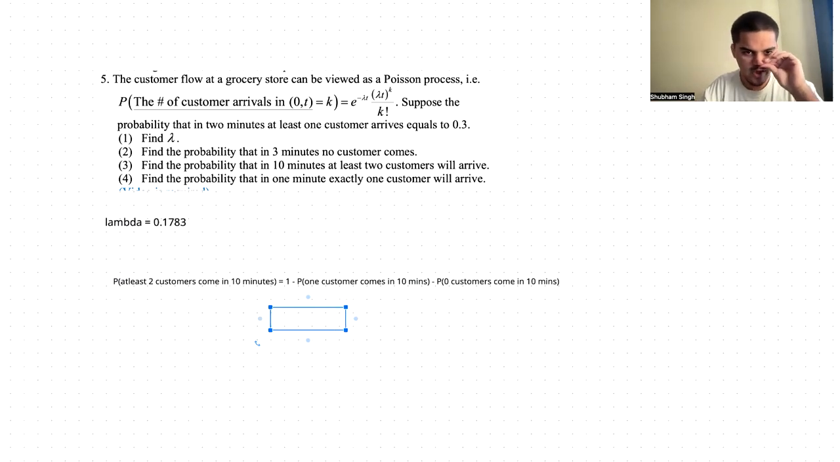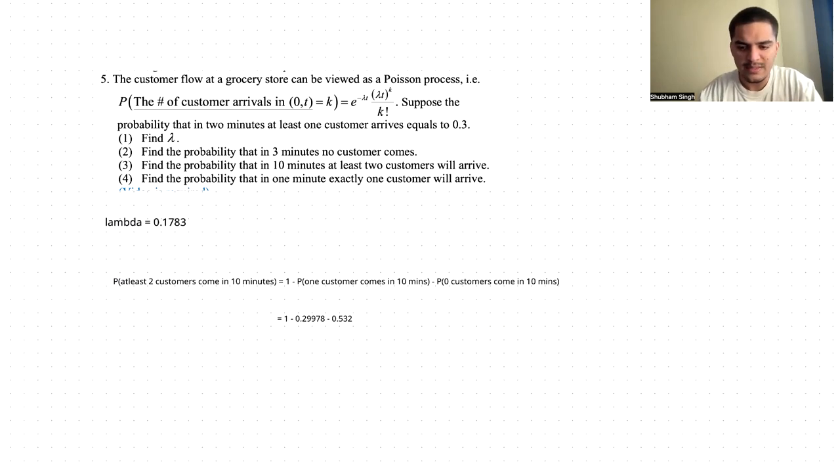Again, we have the value of lambda. If it's not clear, I'm going to explain it again. We have the value of lambda, we put it here, and then for one customer, we put the value of k as 1 and t as 10. And for 0, we put the value of k as 0. It's just straightforward. You have to put the values in the formula and you'll get these values.